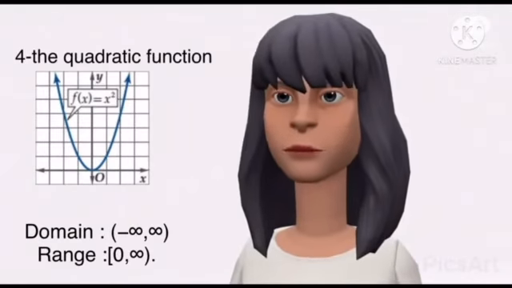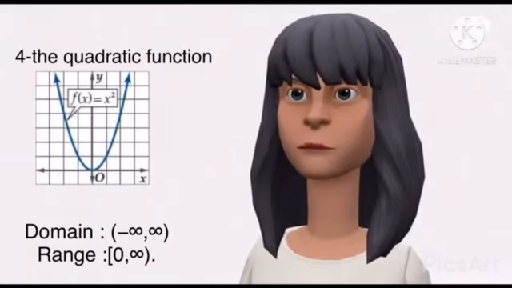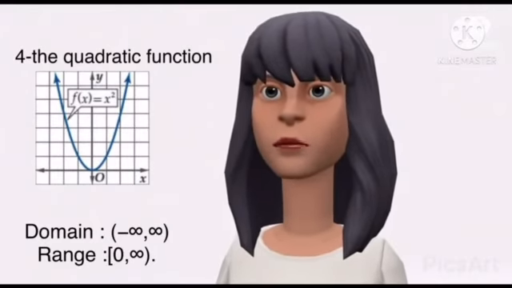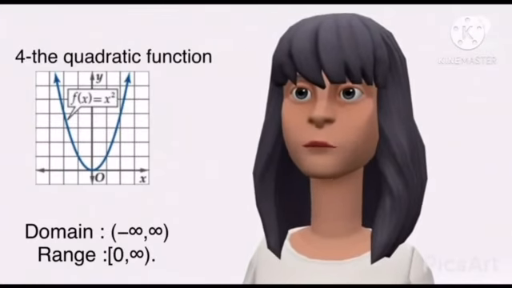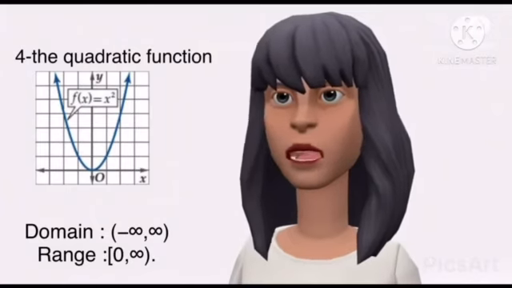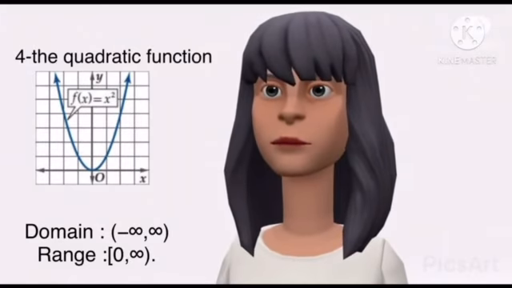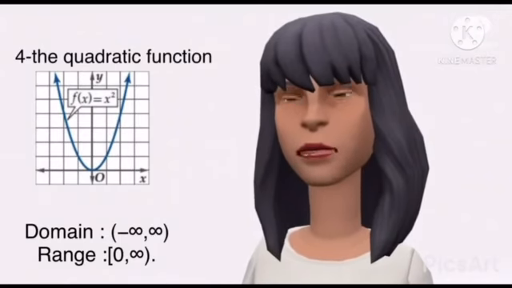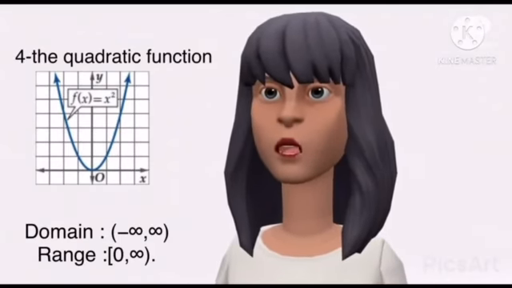And the next function is the quadratic function, when f of x equals x squared. This parabola should look very familiar to us. If we compare it to the absolute value function, we can clearly see that it has the same domain and range, the domain being negative infinity to positive infinity and the range being from 0 to infinity.